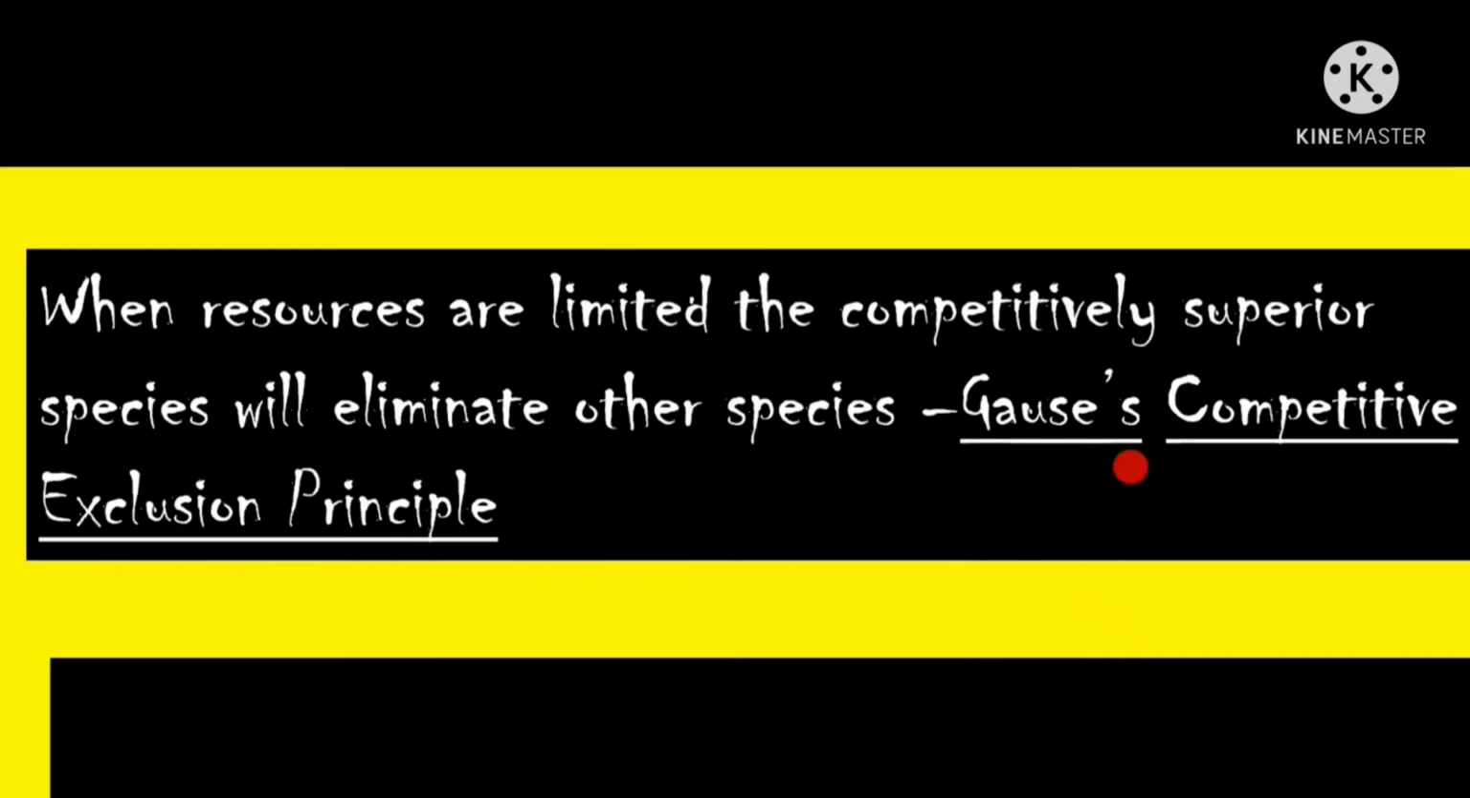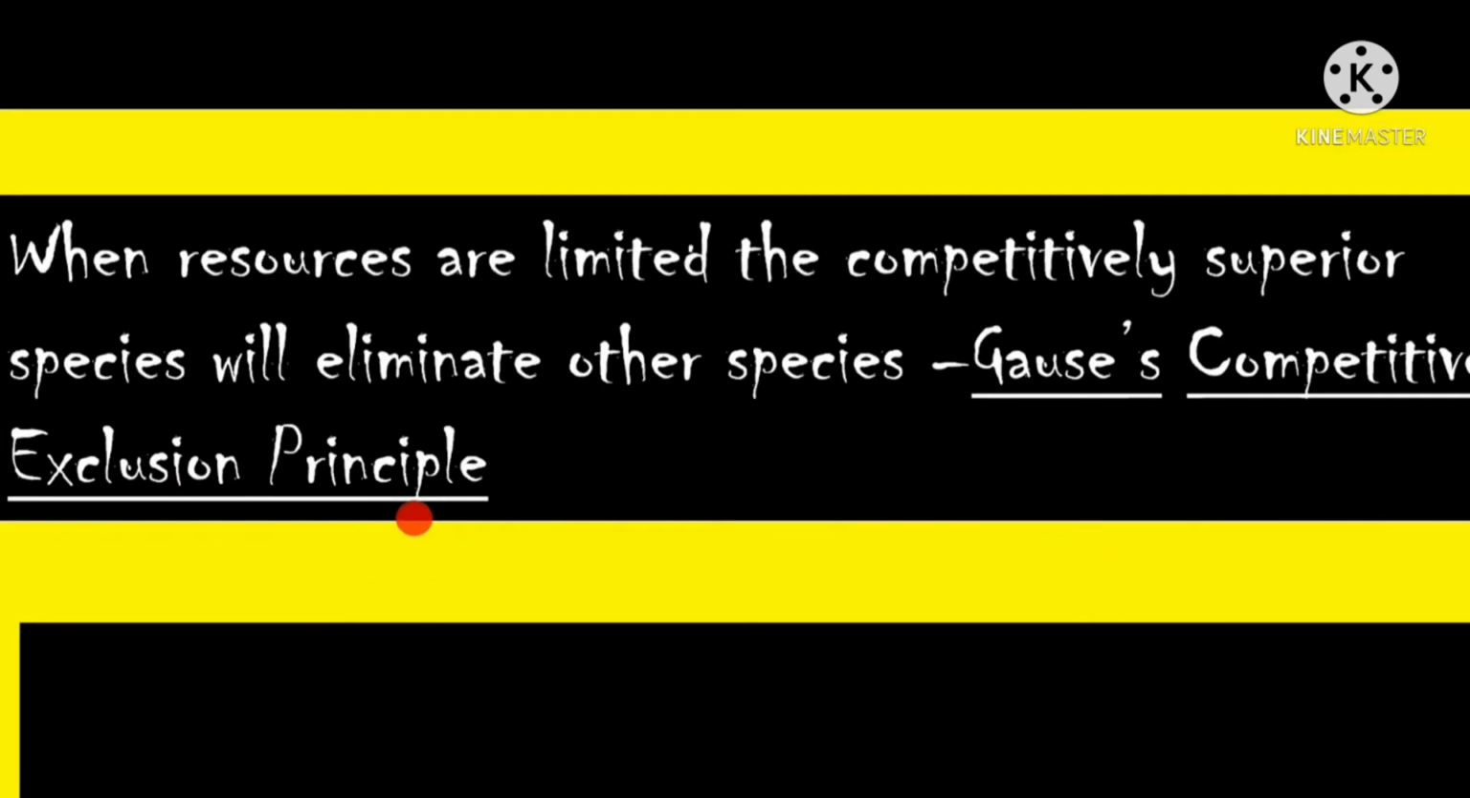Now there is Gause's competitive exclusion principle. Gause's competitive exclusion principle states that when the resources are limited, the competitively superior species will eliminate the species which is not able to competitively succeed. So one species eliminates the other species. That is Gause's competitive exclusion principle.